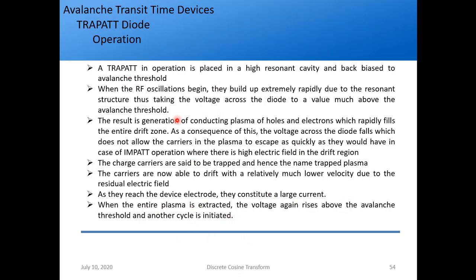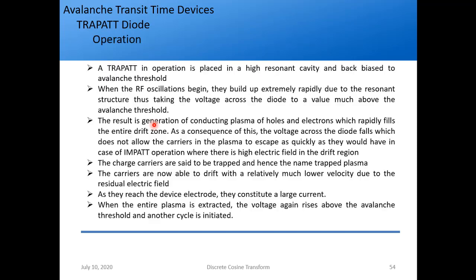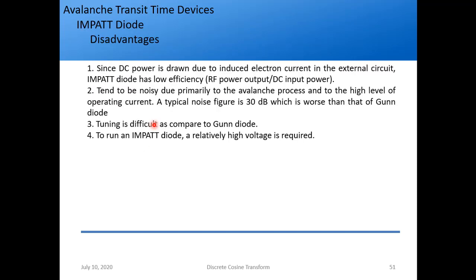So this is a simple operation. The advantage is low power dissipation. Dissipation means that the power is not lost, so it has a high efficiency, we can say. That is the second point. Then TRAPATT is a pulse device capable of operating at much larger pulse power. We saw continuous wave, right? But some applications require pulse power only for a short duration. For that, TRAPATT is a good candidate.